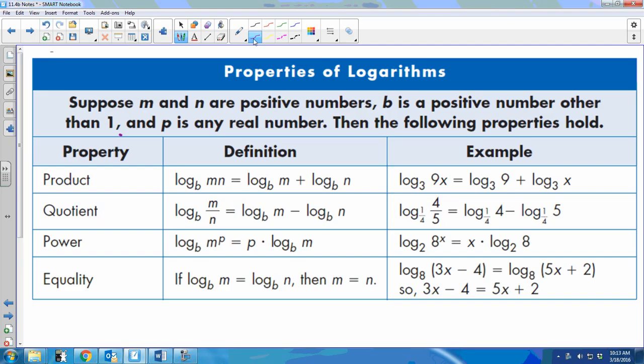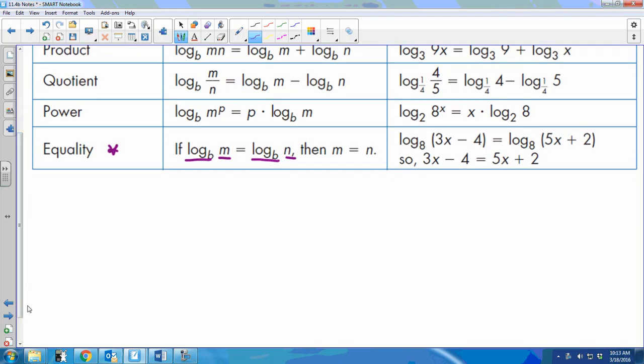Okay? So the first property is the property of equality. And it says, if you have a log with the same base on either side of an equal sign, so we're trying to solve an equation, then we don't have to worry about the log base part. We can just set each of the values equal to each other. That's just like what we did with exponents in learning target 3.